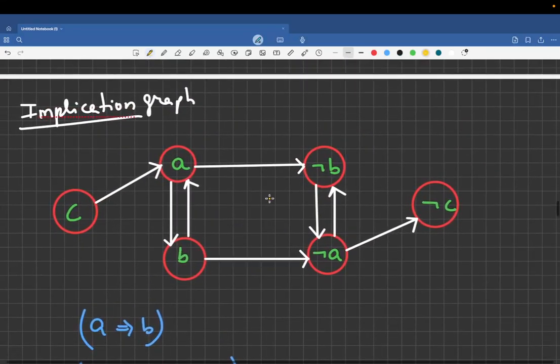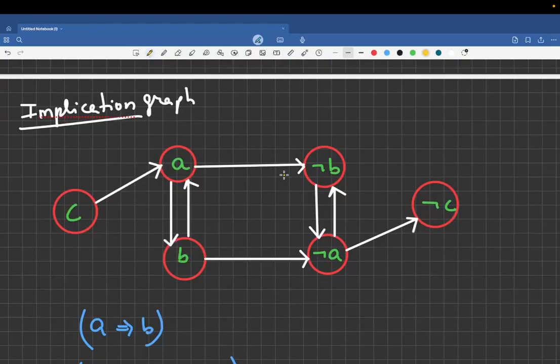So from this graph, we have to first of all check that there are no two variables such that one is reachable from its contrapositive and its contrapositive is also reachable from it.